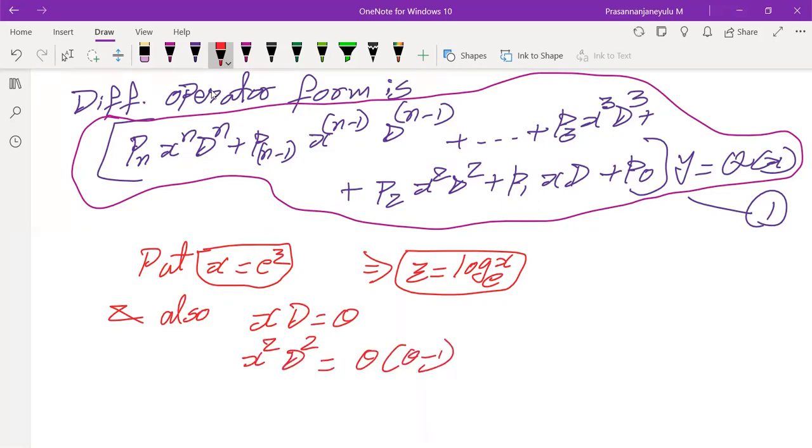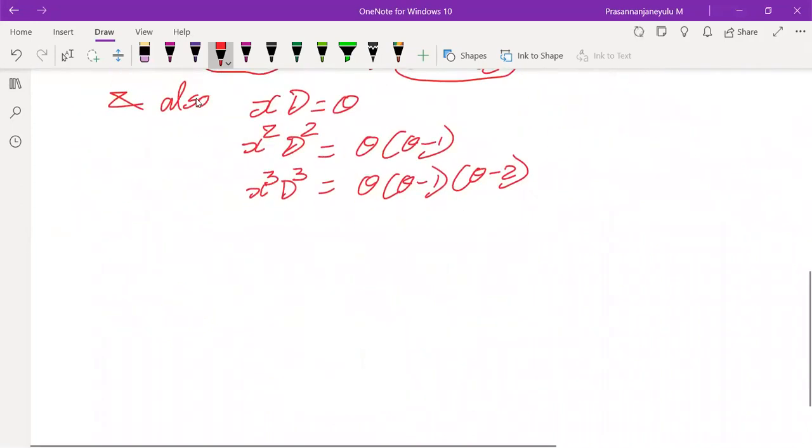x cubed into D cubed is, in the same manner, reduce one more value: theta into theta minus 1 into theta minus 2. We have to go on like this and substitute all these values in equation number 1.